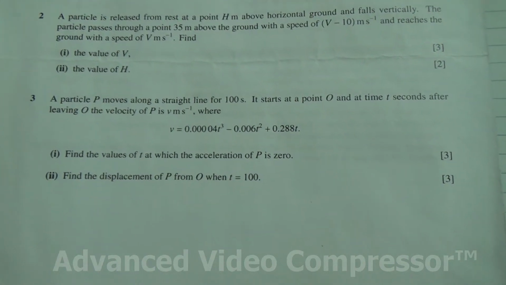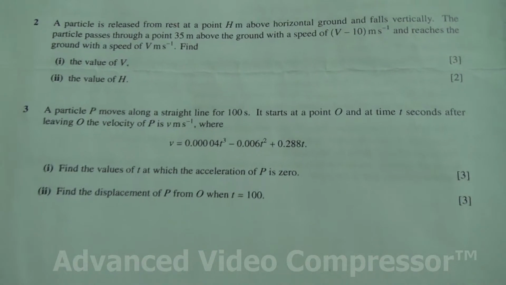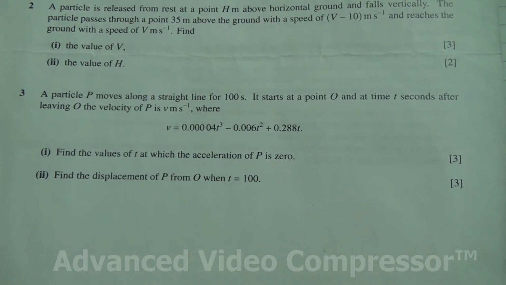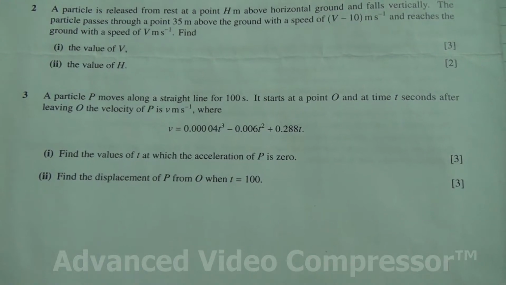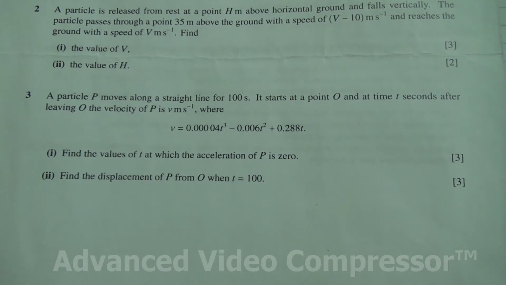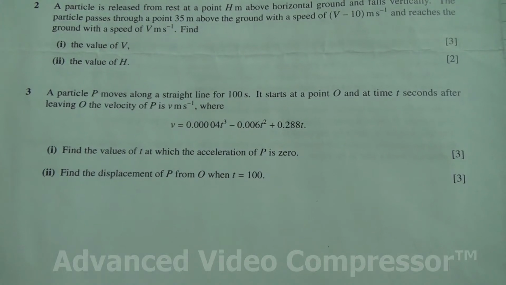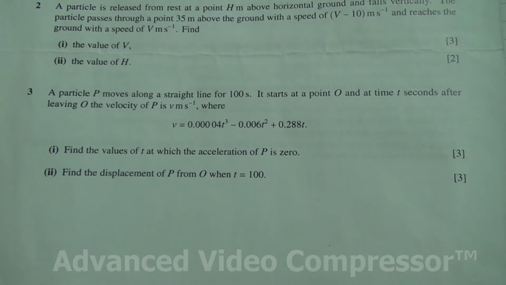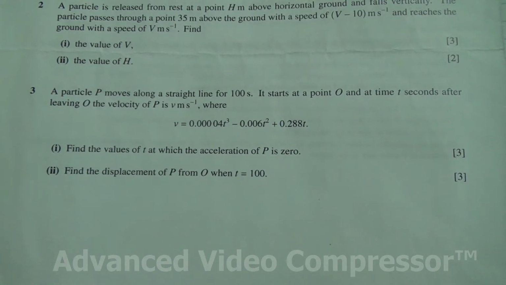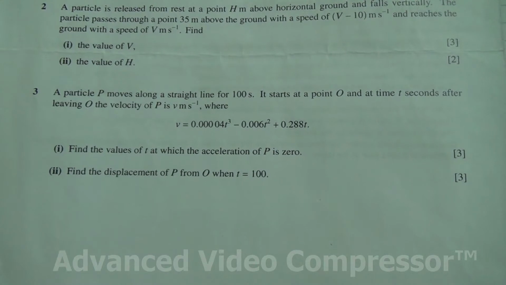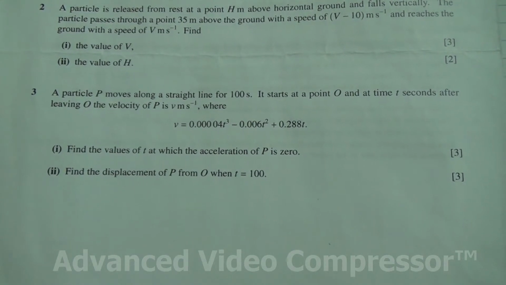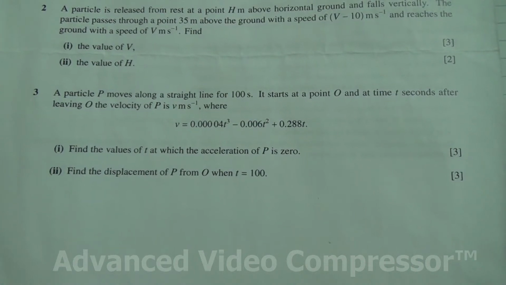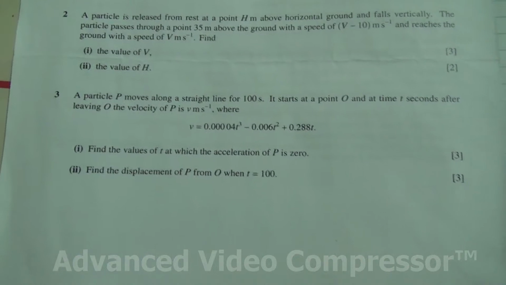Hi, question number 3. A particle P moves along a straight line for 100 seconds. It starts at a point O, and at time t seconds after leaving O, the velocity of P is v meters per second, where v is equal to 0.04 t cubed minus 0.006 t squared plus 0.288 t. Find the values of t at which the acceleration of P is 0. Also, for the second part, find the displacement of P from O when t is equal to 100.